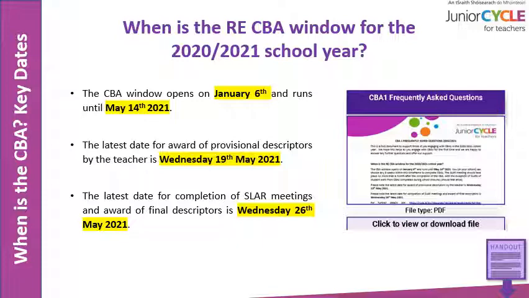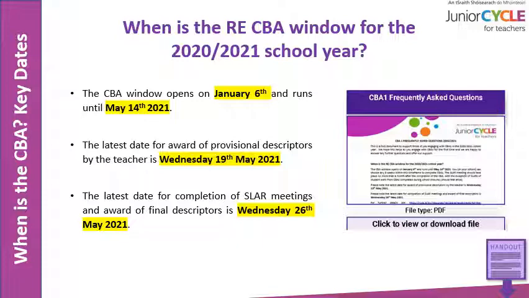The SLAR meeting should take place no more than a month after the completion of the CBA, with the exception of SLARs of student work from CBAs completed during school closures, should that arise. Wednesday 26th of May is only the last date for those who have completed CBAs at the end of April. If students engage in CBA in January, then the SLAR needs to take place within a month of the completion of this date.